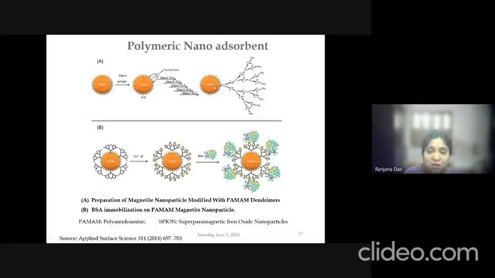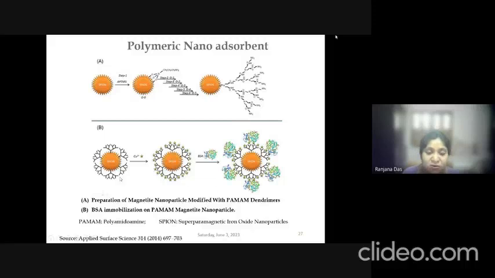Now it will attract the core, and if the core is removed, along with it all the contaminants which are attached to the functional groups will also be removed. So the aquifer water will remain intact, and we have just removed the contaminants. That is the beauty of the polymeric nanoabsorbent, which is normally based on magnetic nanomaterials.